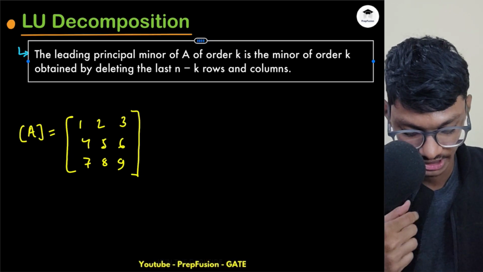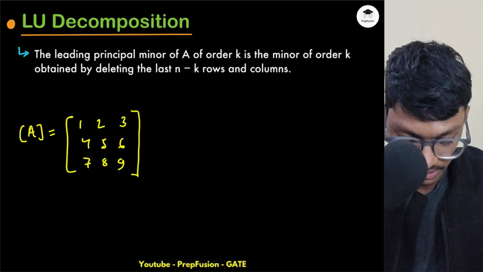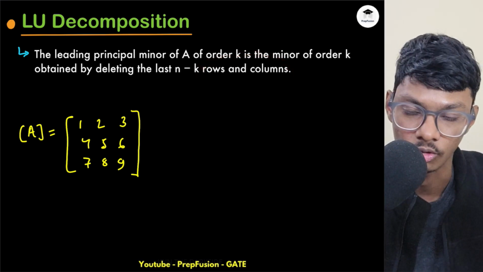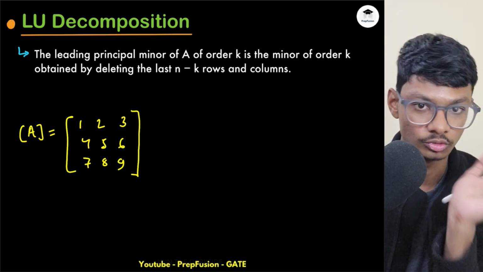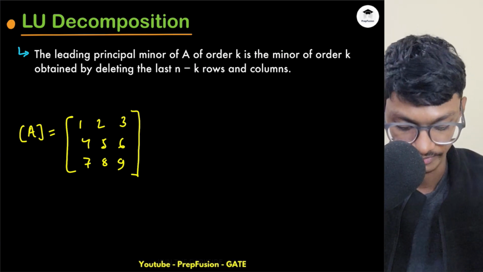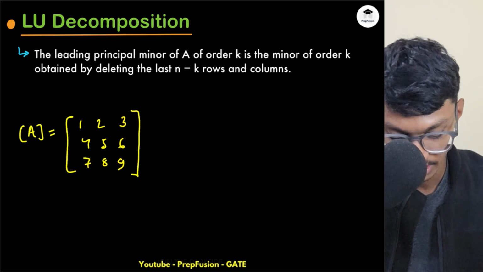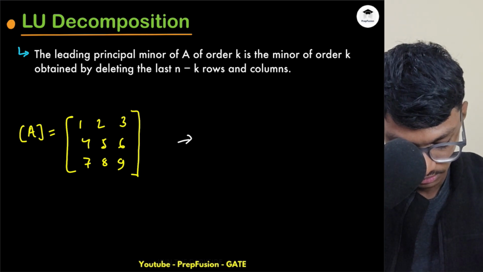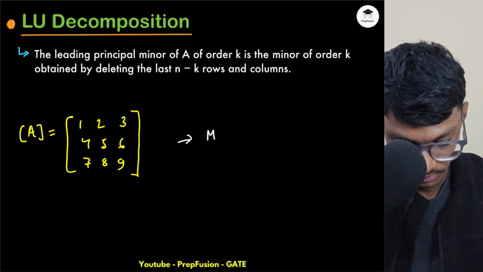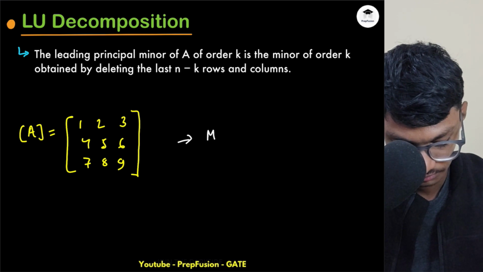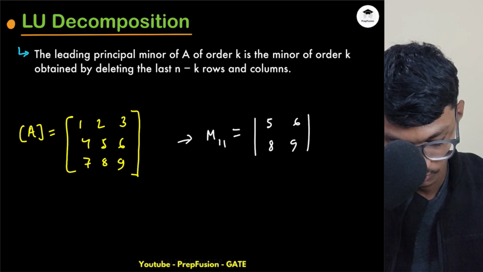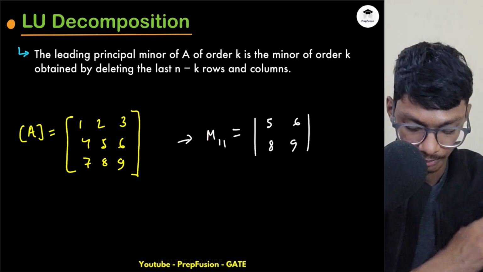So what does this statement mean? Let's say I want to delete the last row and column. I have to delete both row and column because a minor is a square matrix, so the number of rows and columns should be the same. So if I delete the last row and column, what do I get? I get this, right? m11, this is 5, 6, 8, 9.